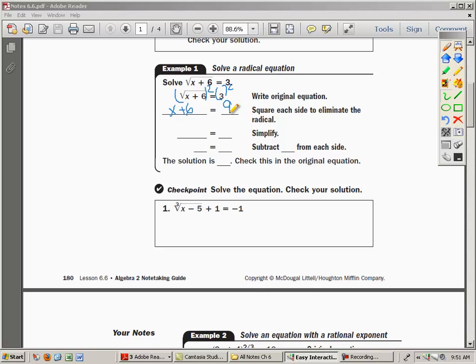And then to simplify, we would subtract 6 from both sides, and you get x is equal to 3. So my solution is 3. So when we check that, this becomes the square root of 3 plus 6 is supposed to be equal to 3. As you know, 3 plus 6 is equal to 9, and so when I take the square root of that, my solution does check.